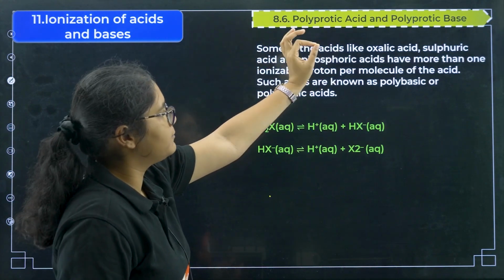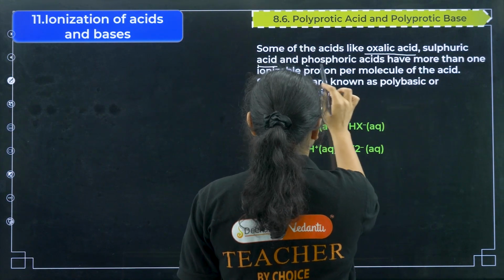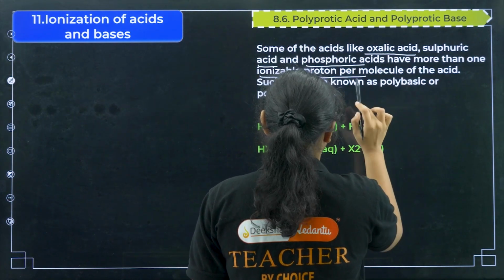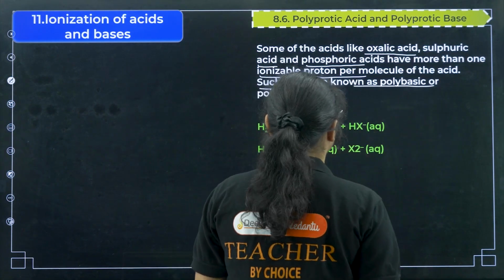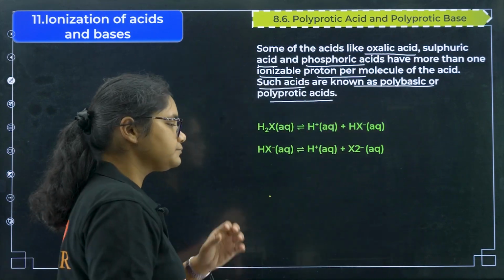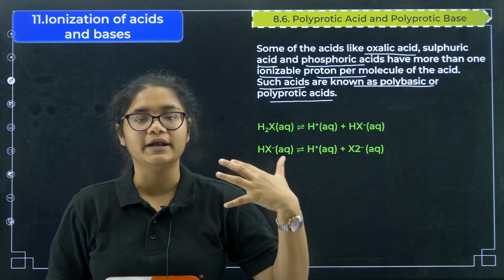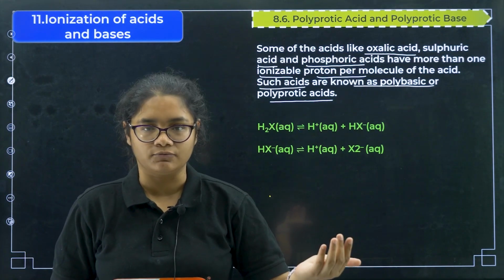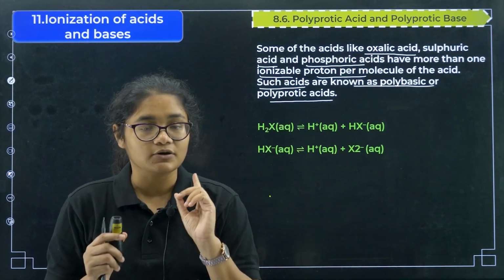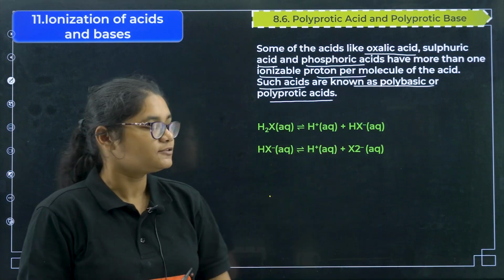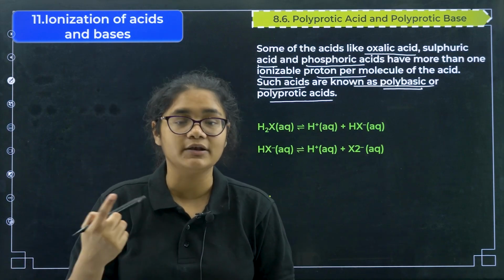Next, let us see polyprotic acids and polyprotic bases. Now see, some acids like oxalic acid, sulfuric acid, phosphoric acid have more than one ionizable proton per molecule of the acid. Such acids are known as polybasic or polyprotic acids. If an acid can donate more than one H plus, for example H2SO4, first it will donate one H plus, then it can donate another H plus. Such acids are called polybasic acids. So remember, polybasic acids are those acids which can donate more than one H plus.